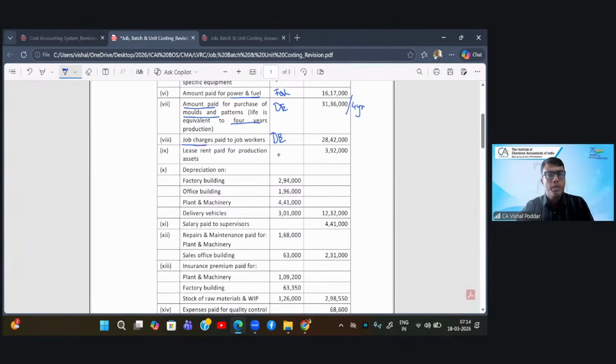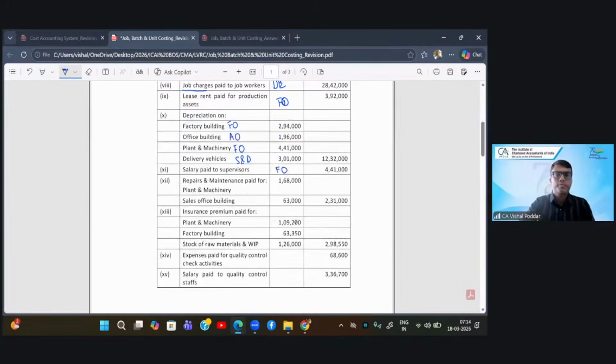Now comes lease rent for your production assets. So it is factory overheads, then depreciation on factory building, factory overheads. This is administration overheads. This is again factory overheads. This is selling and distribution overheads. Salary paid to supervisors is factory overheads.